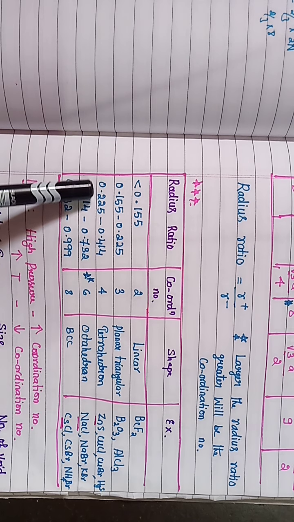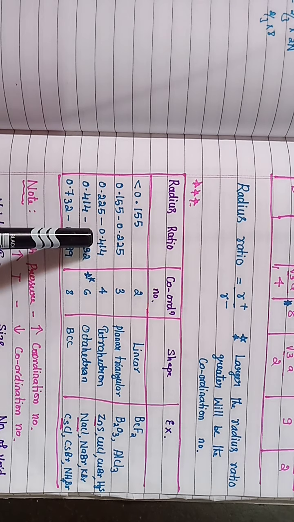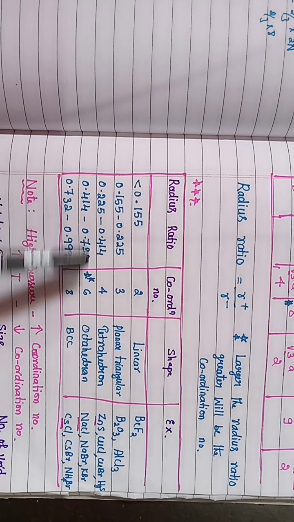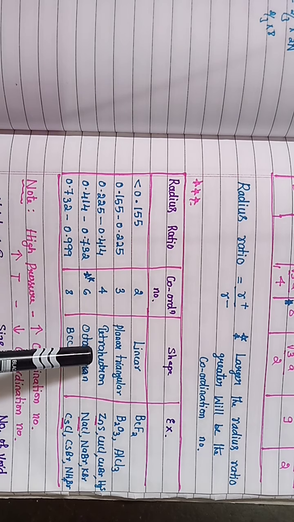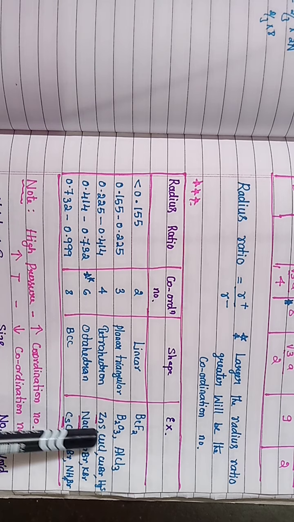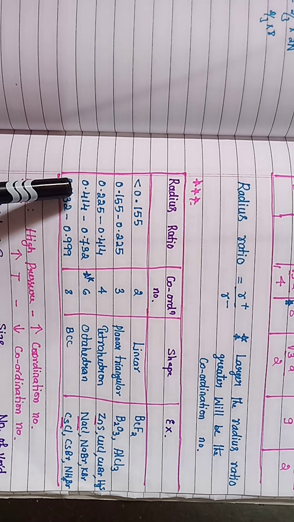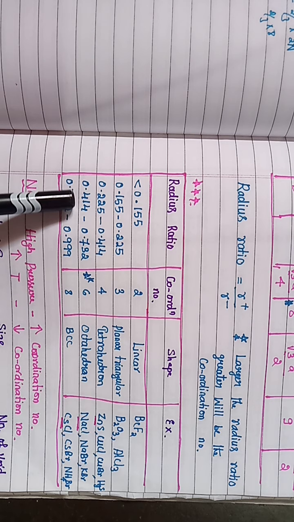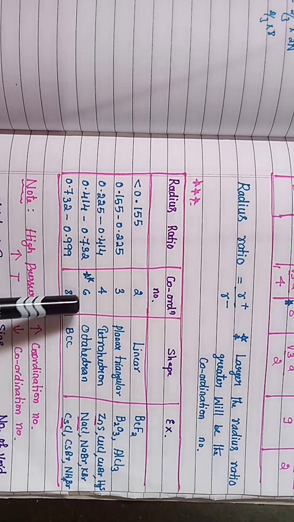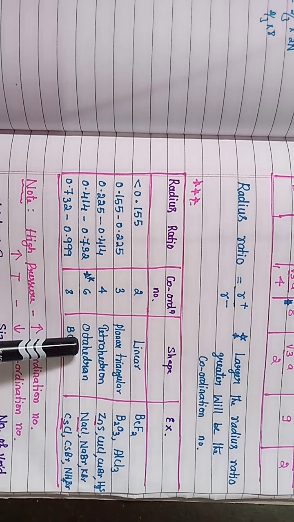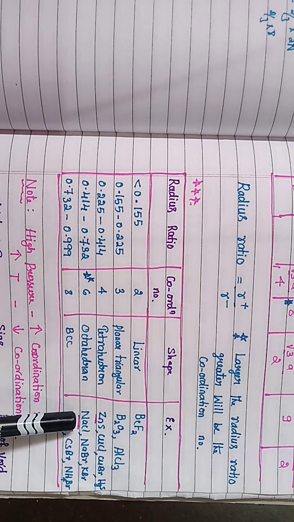And if the radius ratio is between 0.225 to 0.414, coordination number will be 4. Shape is tetrahedral. Best example is ZnS. And very important, they have asked in the previous exam: if the radius ratio is 0.414 to 0.732, coordination number will be 6. Shape will be octahedral. Best example is NaCl.